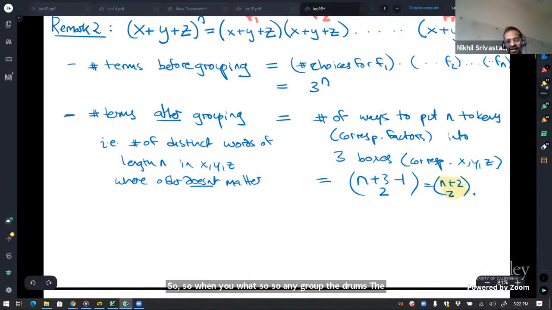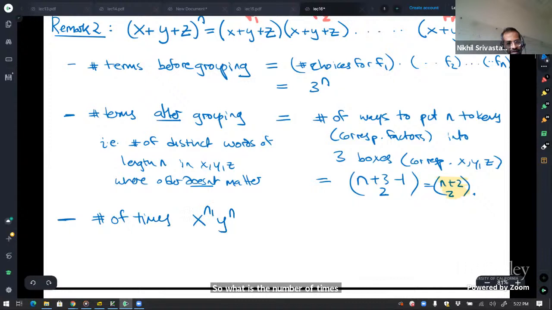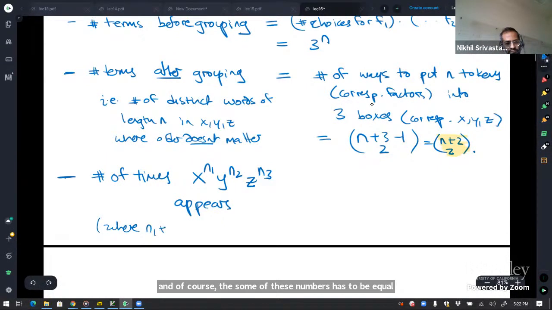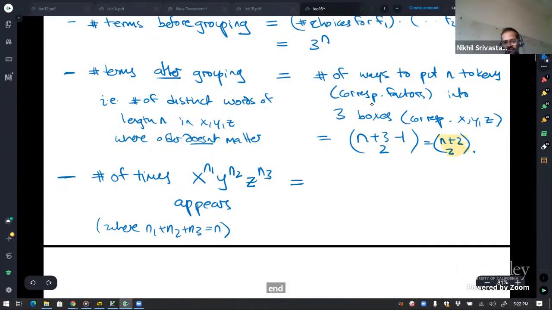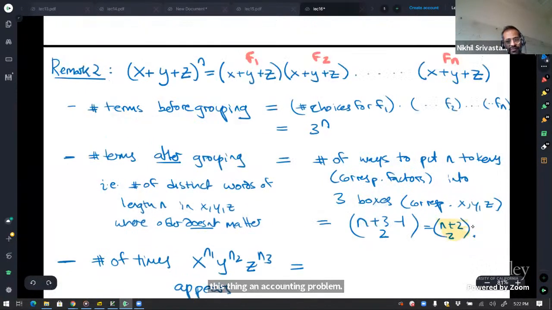And finally, you can even ask yourself, what is the coefficient? So what is the number of times the term x to the n1, y to the n2, z to the n3 appears? And of course, the sum of these numbers has to be equal to n. So does somebody else have a thought about this? It's again a counting problem. How do you set this up as one of the counting problems that we know?